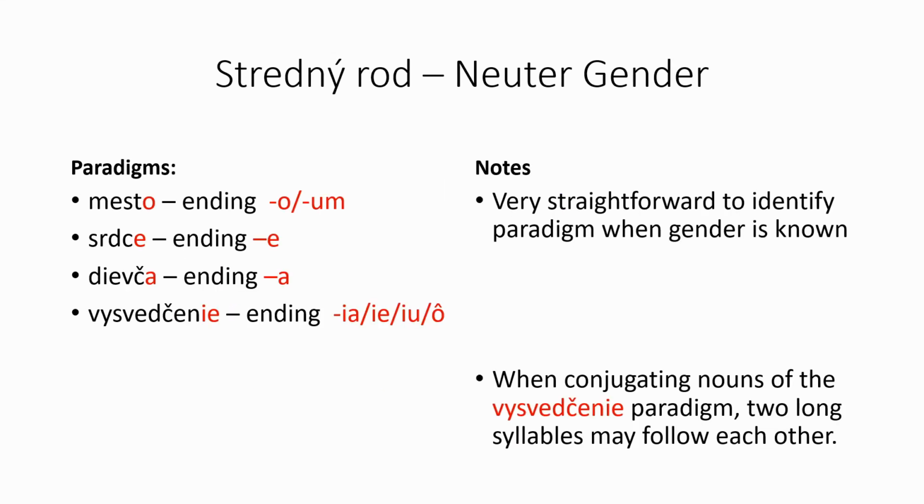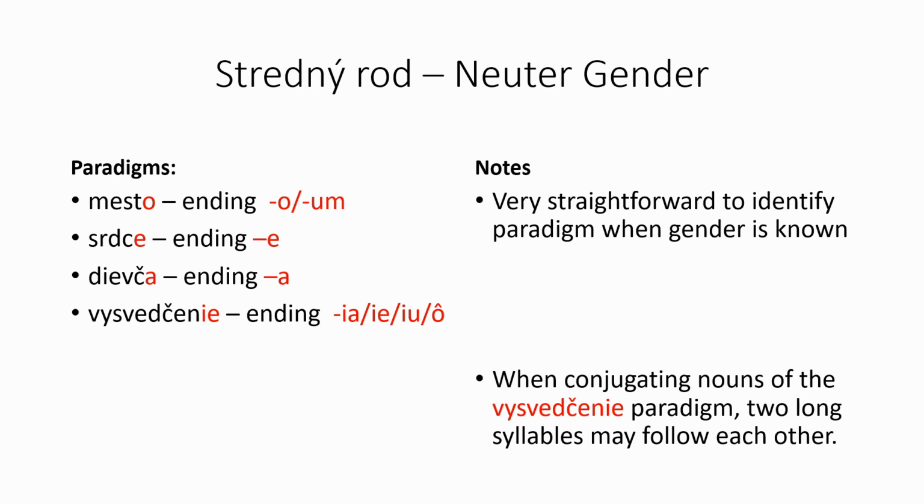These are super easy though, because once you know that a noun is of neuter gender, identifying its paradigm is as simple as looking at the last letter. If the last letter is o, it'll be mesto. If the last letter is e, it'll be srdce. If the last letter is a, it'll be dievča. And if the last letter is a diphthong, it'll be vysvedčenie. It's as simple as that. So really, once you know something is of neuter gender, you immediately know the paradigm, based solely off the last letter of the nominative singular.